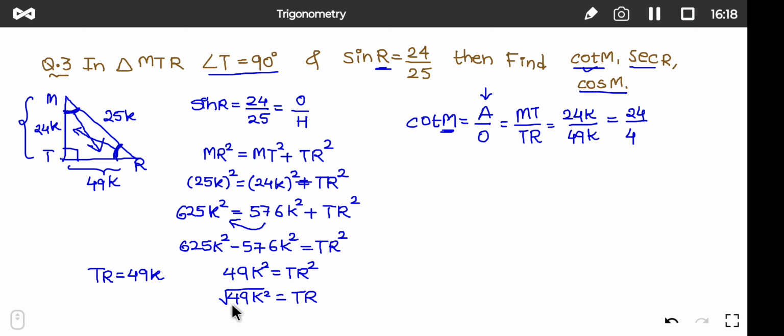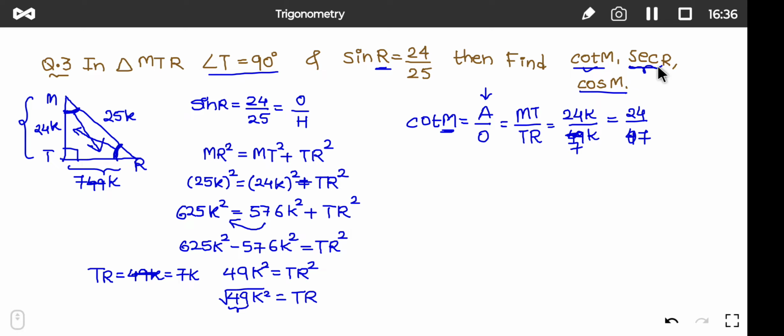Sorry, root of 49 is here 7. So TR is nothing but 7k. Okay, not 49k. TR is 7k. So 24 by 7k. So answer is 24 by 7.